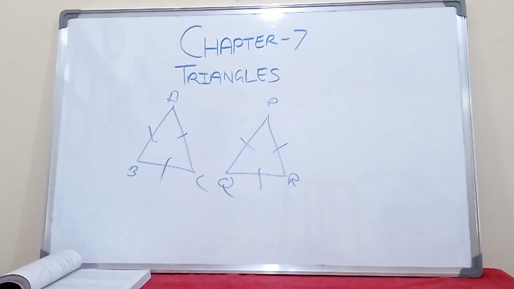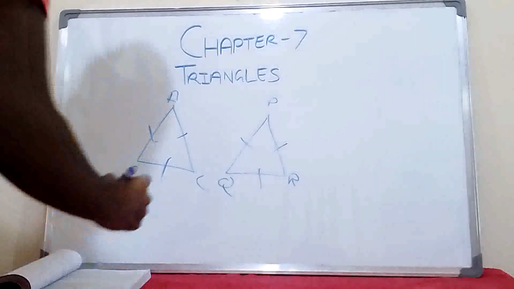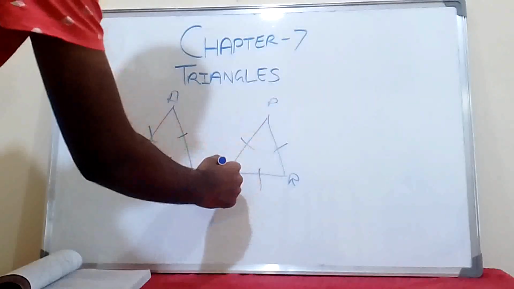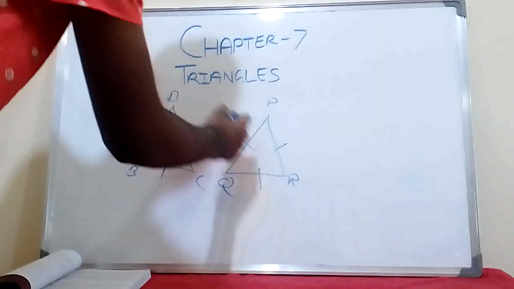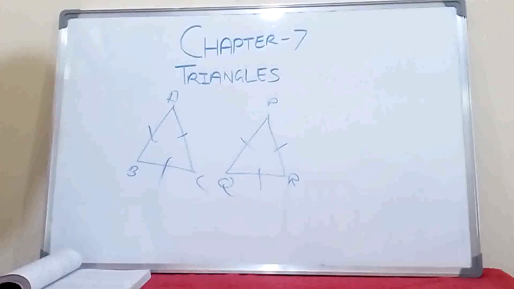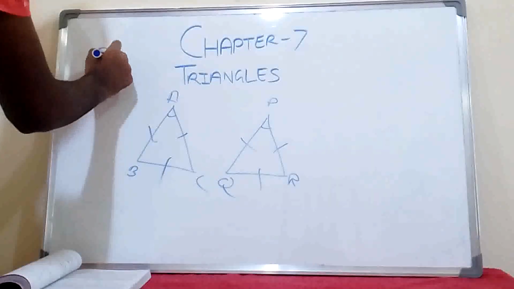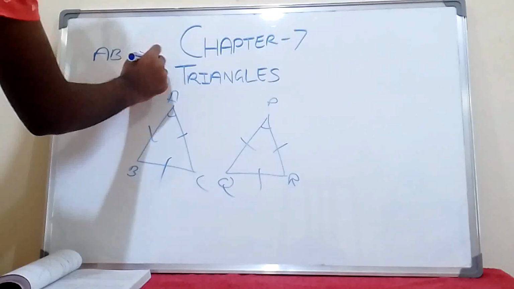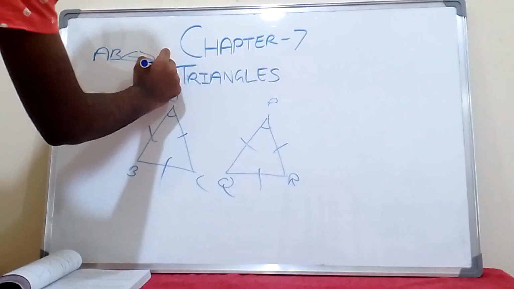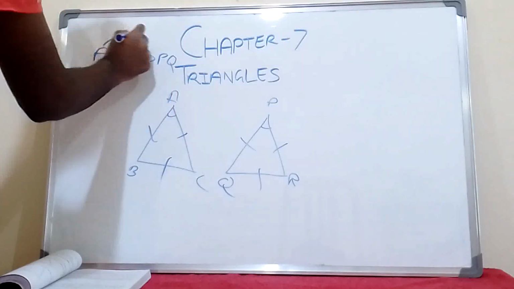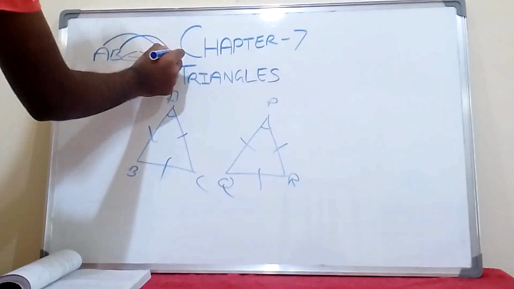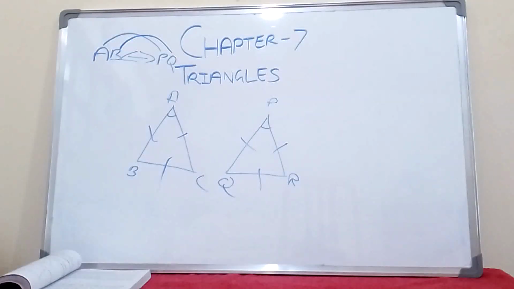Now what does correspondence mean? Here, if we see that AB is equal to PQ, BC is equal to QR, and AC is equal to PR, which means that A corresponds with P, because AB corresponds with PQ, and B corresponds with Q. So this is what is called correspondence.